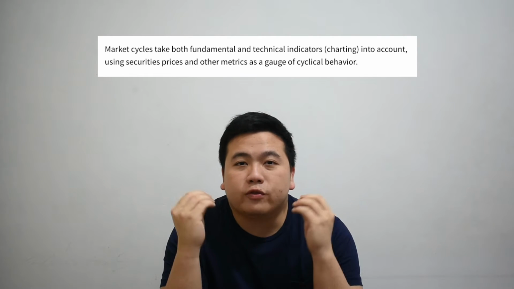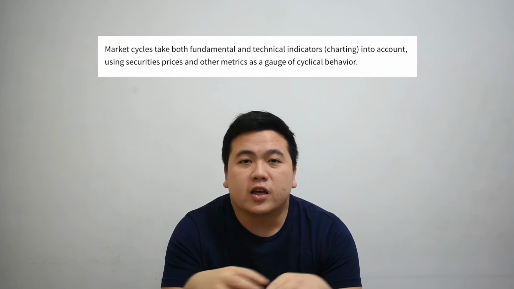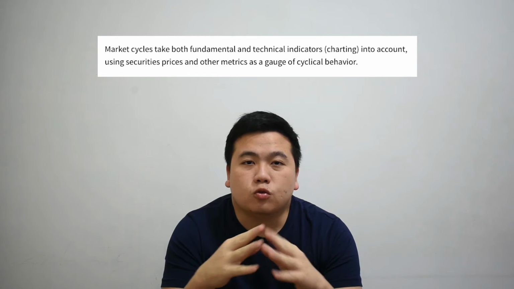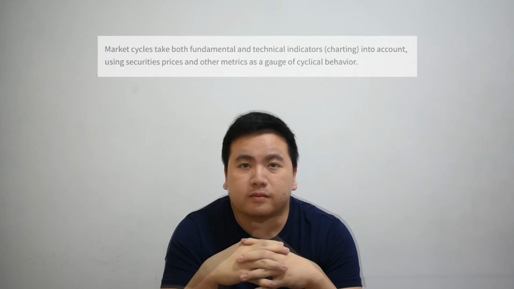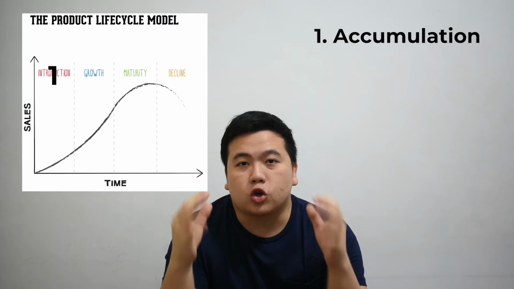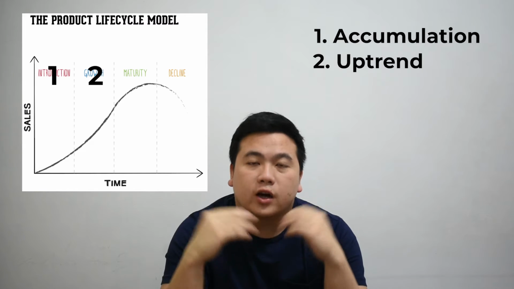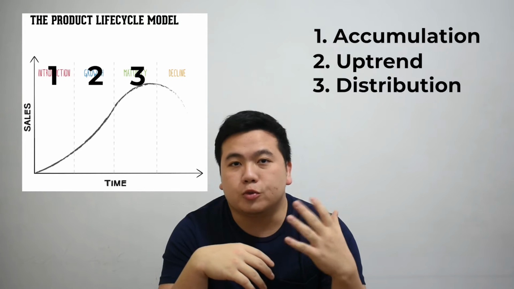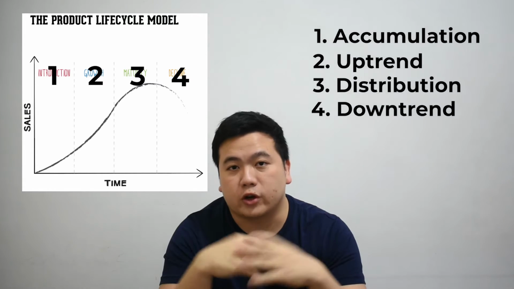So what is a market cycle? A market cycle takes into account both technical and fundamental analysis and uses the security price to gauge cyclical behavior. Similar to the product life cycle that we all know about and learned in schools, a market also has 4 stages. First is the accumulation phase. Second is the uptrend phase. Third is the distribution phase. And fourth is the downtrend phase.